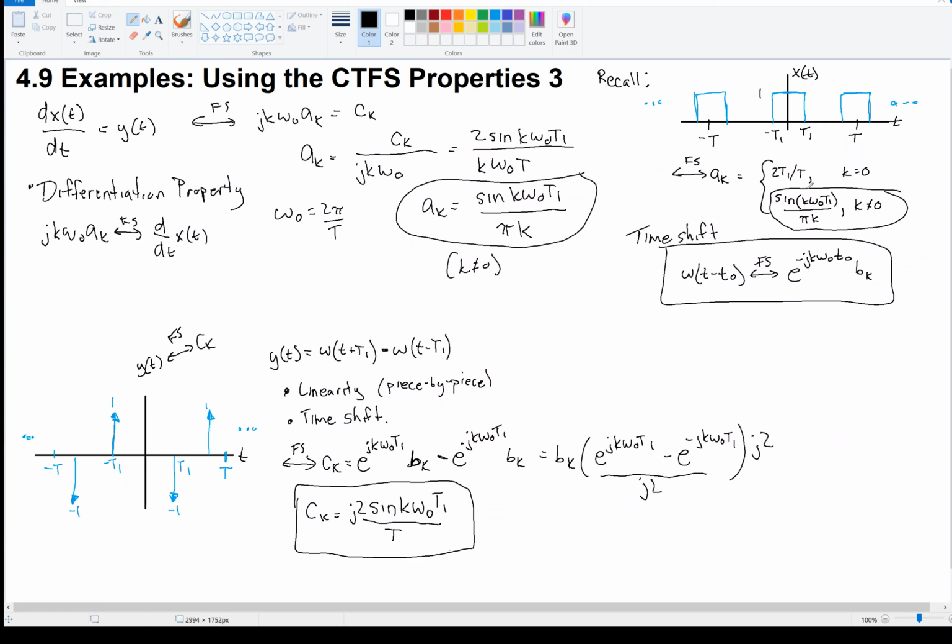And voila, look at what we have. We got back our original work, but we did it in a completely different way now, starting with the impulse train and using properties of continuous time Fourier series. Amazing!